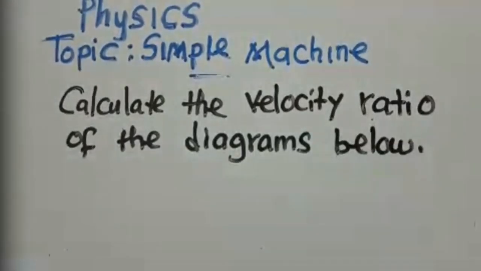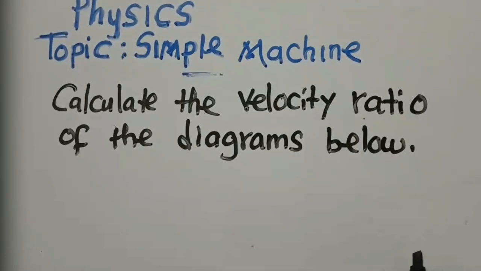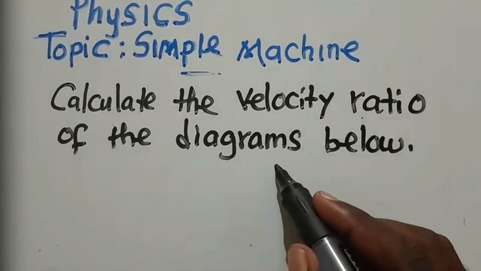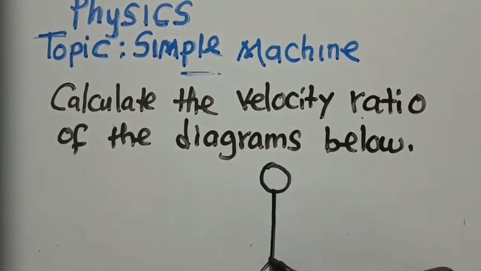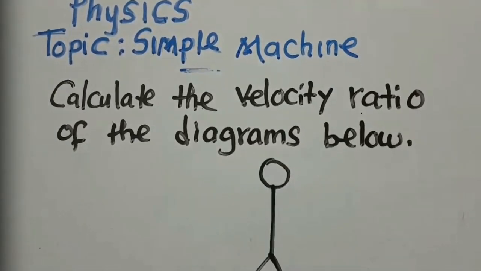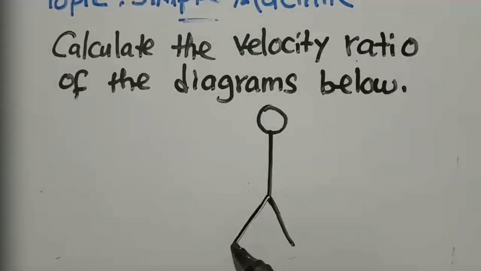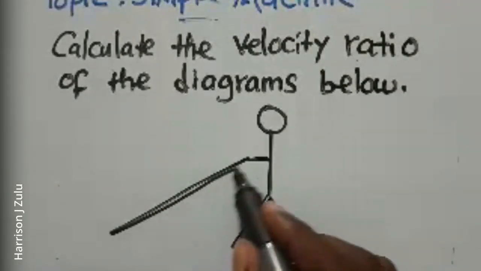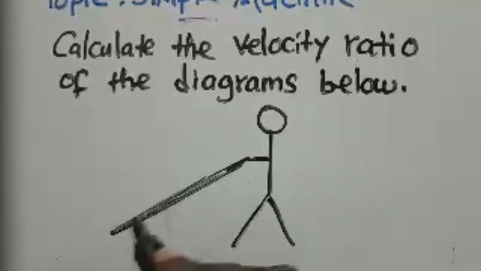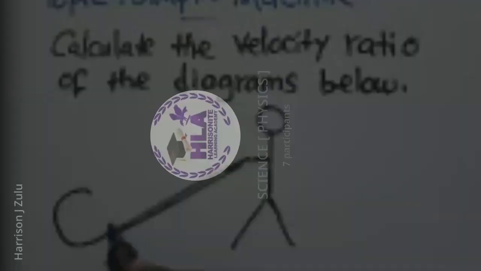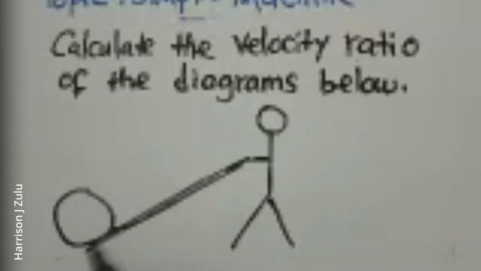So we want to calculate the velocity ratio. How can we calculate the velocity ratio? Let's say there is a person here. This person is pushing this thing here, something that is like this. The person is pushing this like this. So this is what is happening.